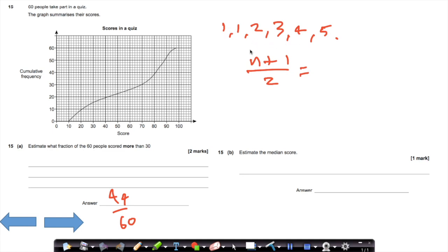If there are 6 overall, n is 6. So 1, 2, 3, 4, 5, 6, there are 6 numbers overall, so n is 6. So 6 plus 1 is 7, 7 over 2 is 3.5. So somewhere between the third and the fourth. 1, 2, 3. So it would be 2.5 here.